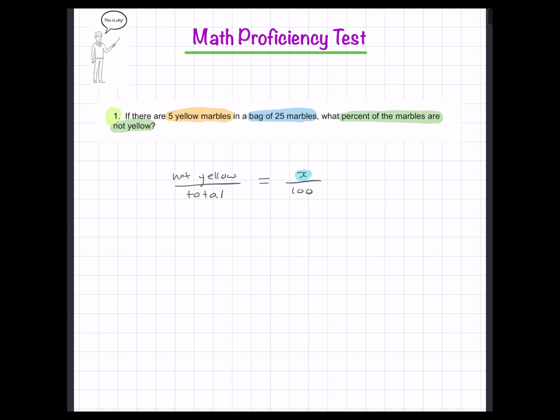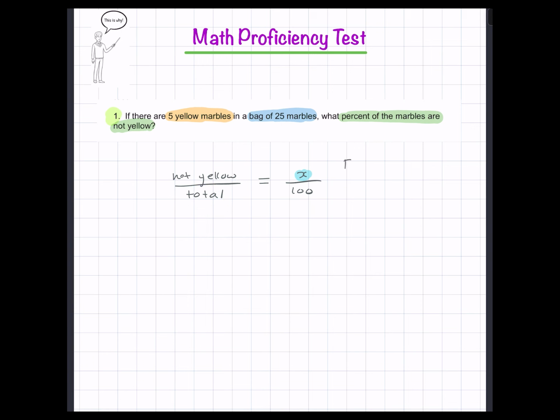So what I'm saying is that the ratio of not yellow marbles to the total number of marbles is the same as the ratio of x to 100. That means if I had x not yellow marbles in 100 marbles, the ratio of that to the 100 marbles would be the same as the ratio of the not yellow marbles to the total marbles.